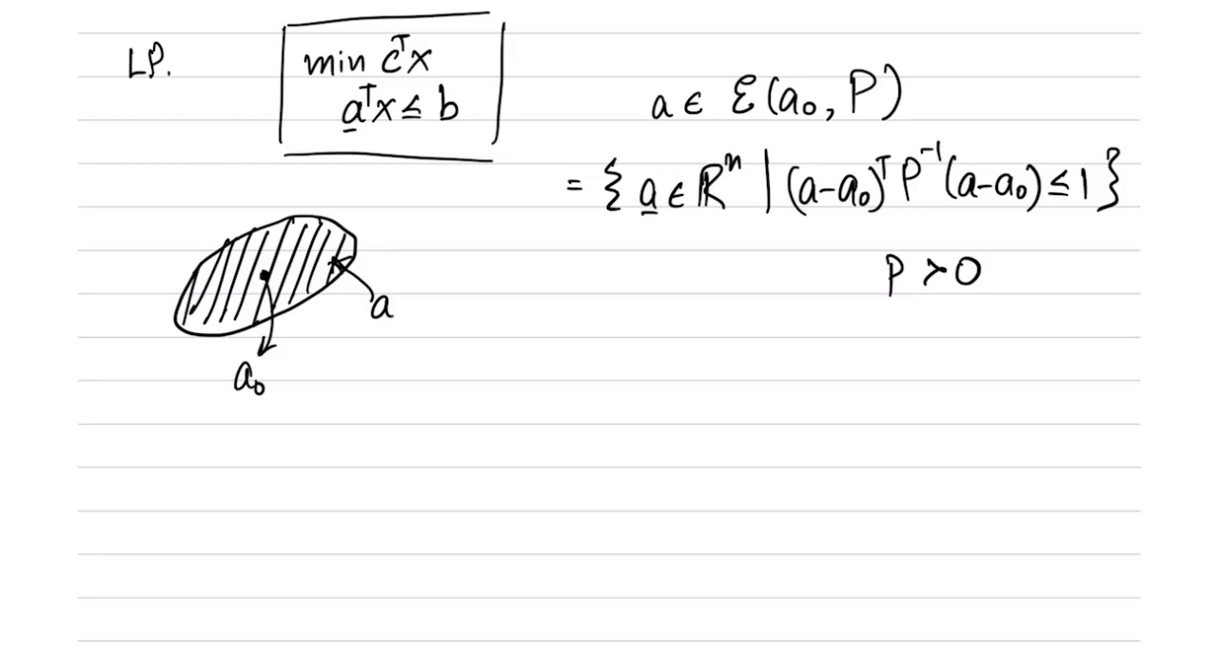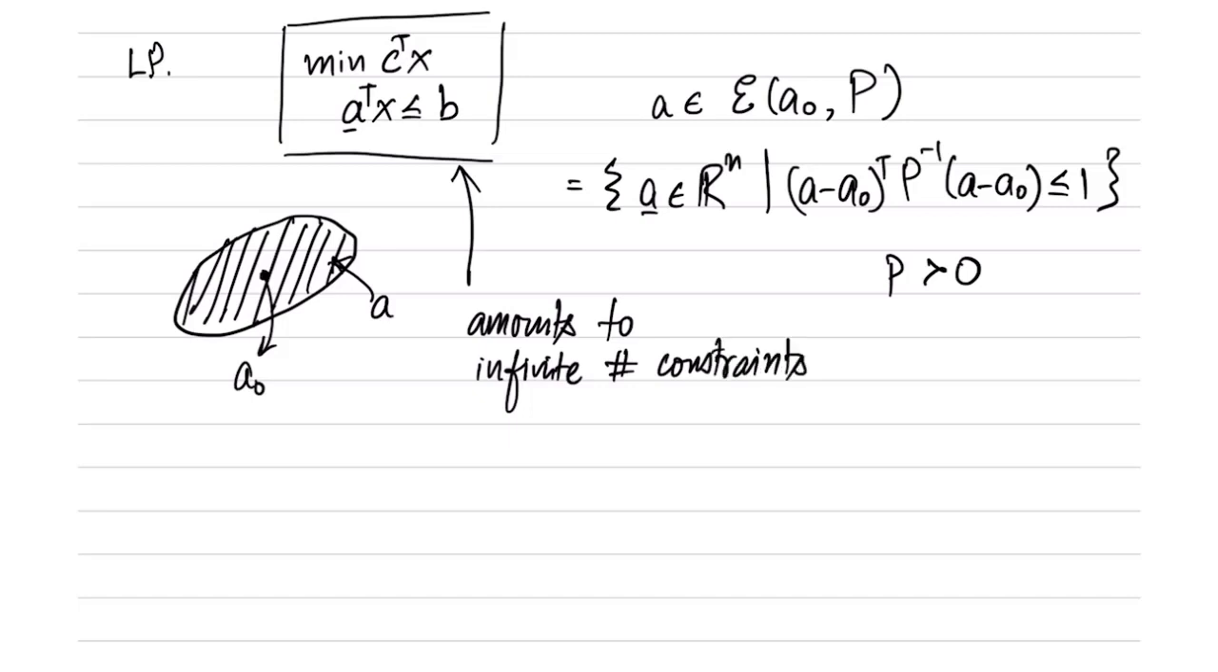Note that we cannot use our earlier trick of substituting a with every single point, because this kind of specification amounts to an infinite number of constraints, since in this ellipsoid there are infinite points. Therefore, it would not even be a problem that you can write down, and you cannot plug it into software, because in software you need a finite number of constraints.